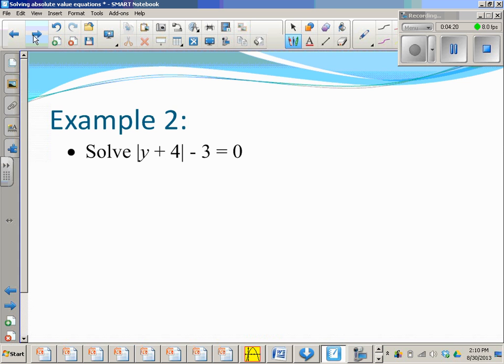Okay, let's look at example 2. Okay, this one's a little bit different. Why? Because the absolute value here is not isolated. So the first thing we need to do is isolate the absolute value. So that means get rid of the -3. Remember back to the slide before, step 1 was isolate the absolute value. So how do we get rid of that -3? We add 3 to both sides. And we're left with absolute value of y plus 4.